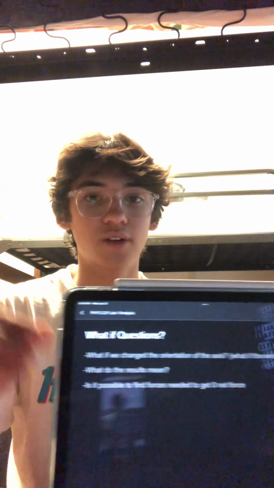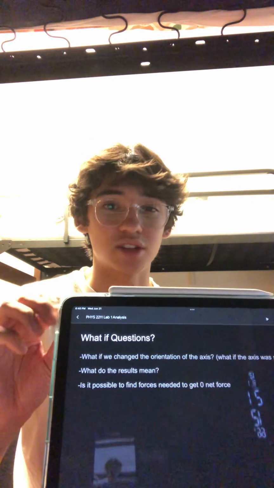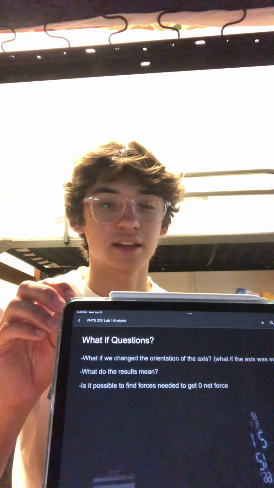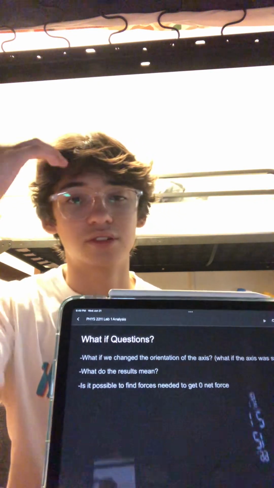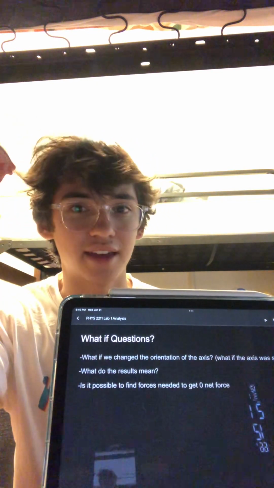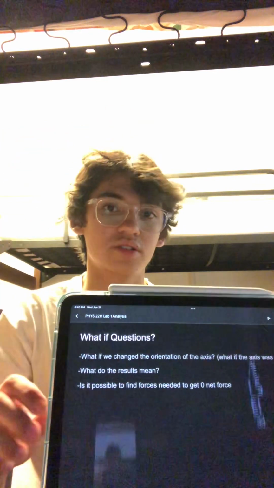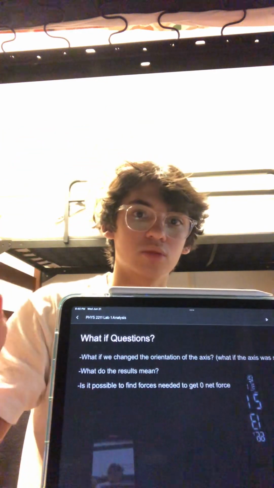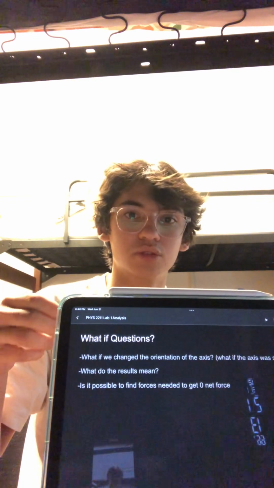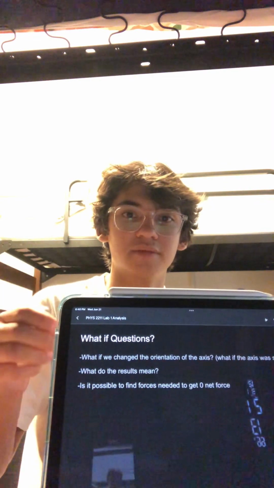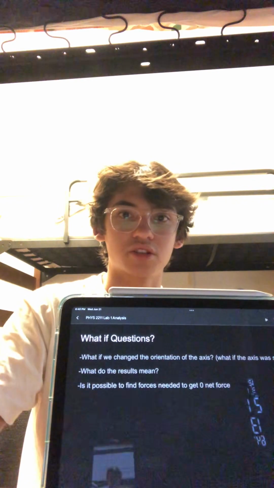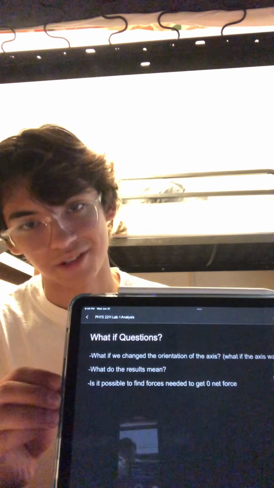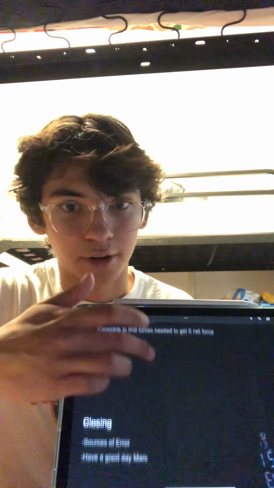Is it possible to find the forces to get to zero? Yes, it is. You find the change in the velocity to find the acceleration, and then you multiply by the mass, and that gives you the force because of Newton's second law, and you would counteract whatever accelerated it in the opposite direction of the second derivative of the position. Not explaining that very well.